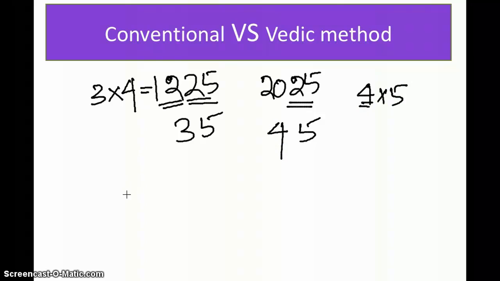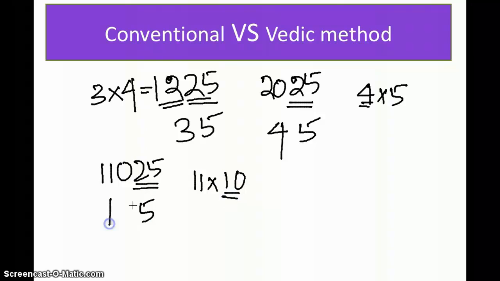Let's take one more case. Give me something bigger. Okay, let's see 11025, a big number. As soon as you see 25, put 5 here. 110 is 10 into 11, right? Take the smaller number, so 105. That's all.